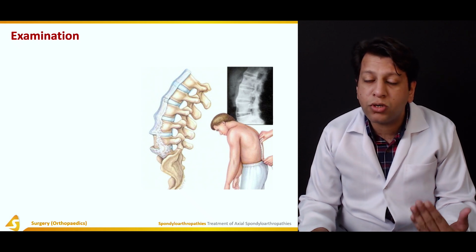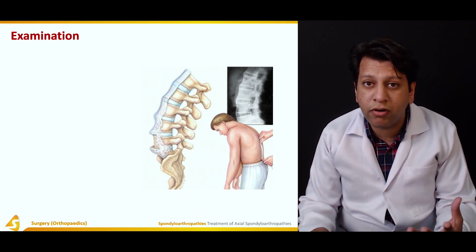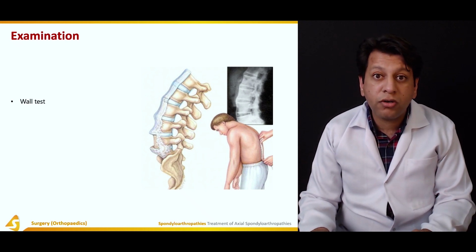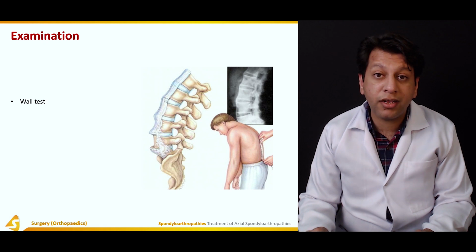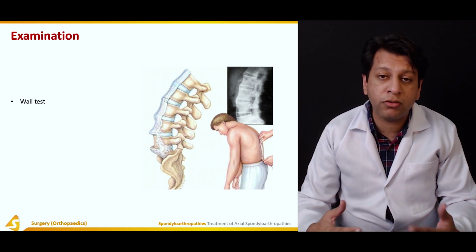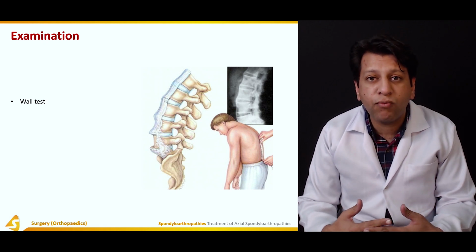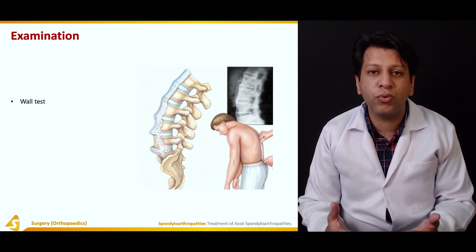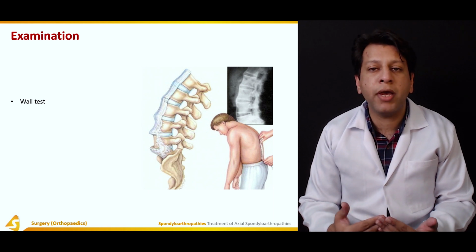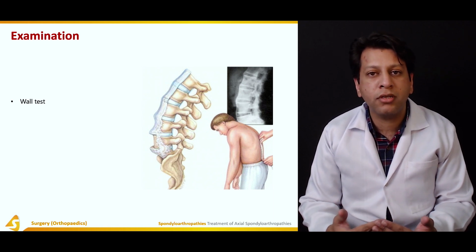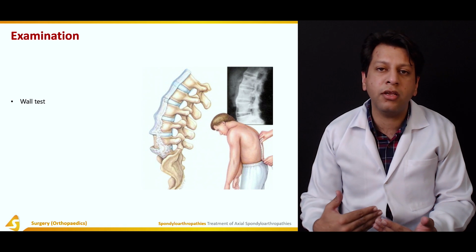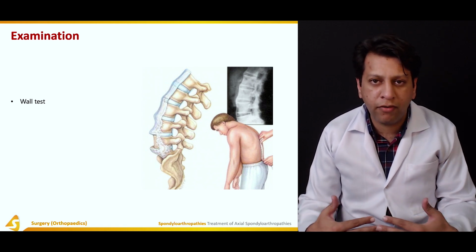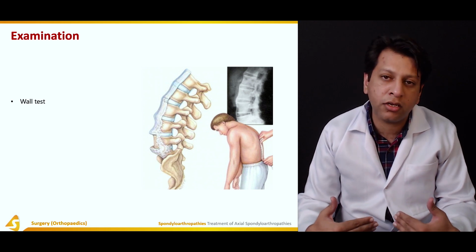Now coming to the examination, when you have this kind of history, you are thinking on multiple lines what to rule out. On examination, you look at the spine, hip and pelvis. And the most common thing to do is the wall test. As I've already told you in previous sections, in the wall test the patient is simply asked to stand with his straight back, with his occiput touching the wall as well as his heels touching the wall.